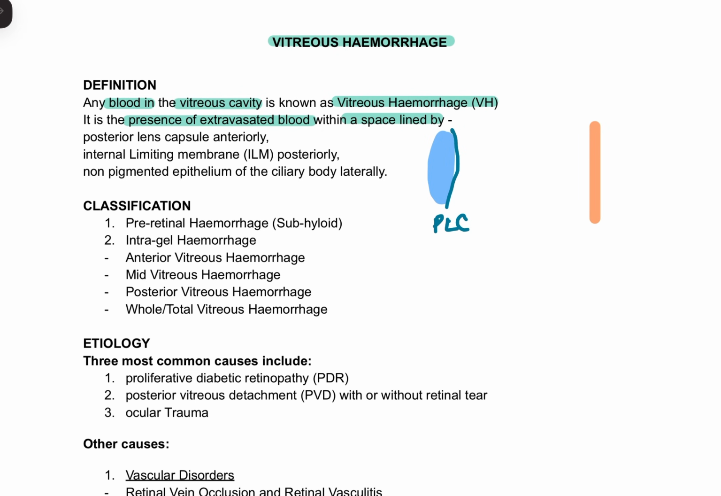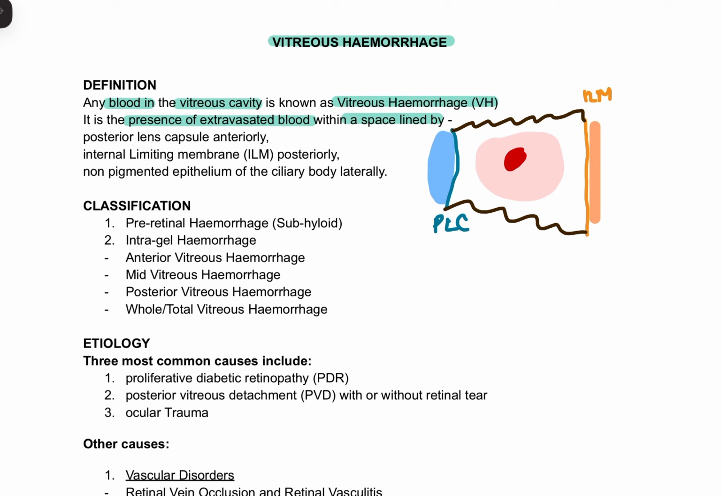What is the anteriormost layer of retina? That is the internal limiting membrane. So the internal limiting membrane will form the posterior wall of the vitreous cavity. Then laterally you will have the non-pigmented epithelium of the ciliary body. Inside the vitreous cavity, we have the vitreous gel. Any bleeding occurring in this vitreous gel, we call vitreous hemorrhage.